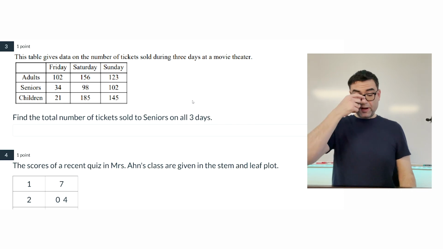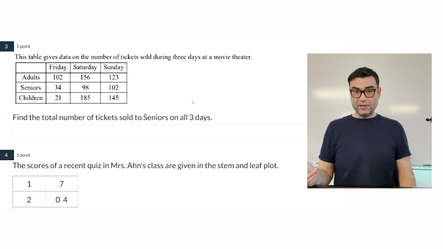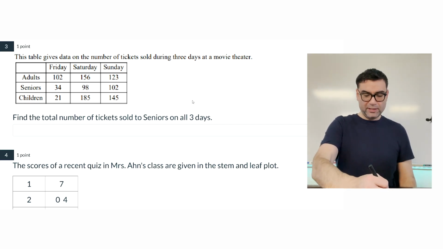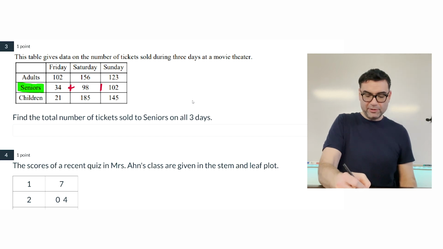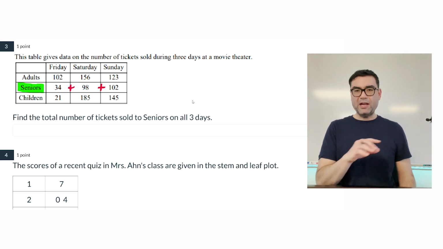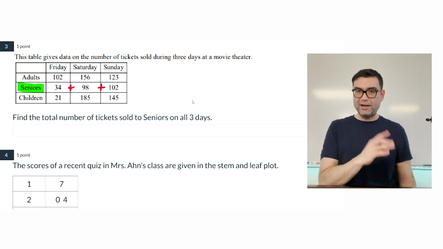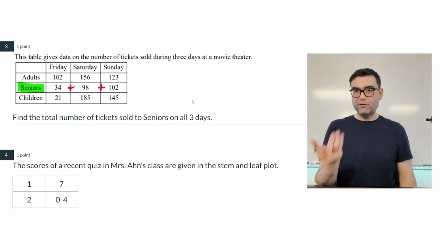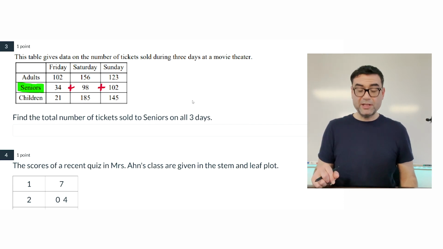This question says to find the total number of tickets sold to seniors on all 3 days. So now we don't care about which day. We're going to take the sum of all the days, but only the senior tickets. So in this case, it would be 34 plus 98 plus 102. So now we're taking a horizontal sum. In the previous problem, we did a vertical sum because we were just looking at a different part of the table. I'll leave that for you to take the sum. Just go ahead and use a calculator if necessary.